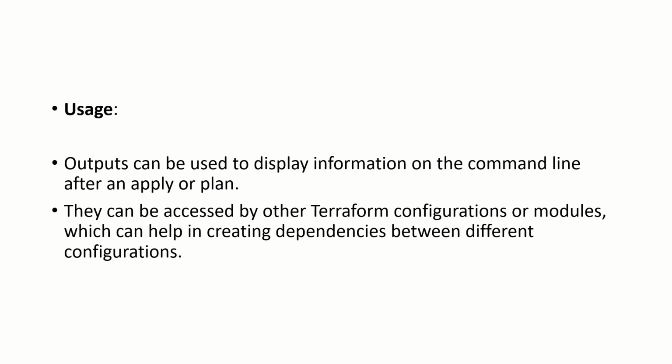Coming to the next slide, uses of this output. So output can be used to display information on the command line after an apply or plan. Okay, they can be accessed by other Terraform configurations or modules, which can help in creating dependencies between different configurations. So this output can be used between the modules or different Terraform configurations, so that it can help in creating dependency between different configurations. Okay, so these are the uses of output.